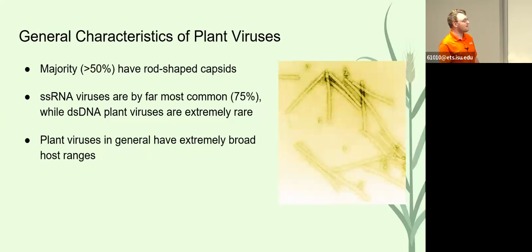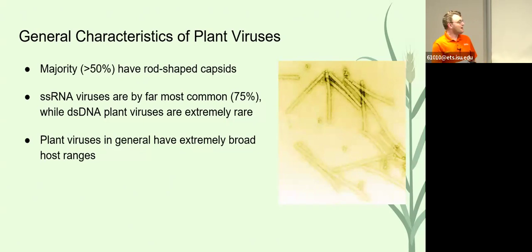Most of the viruses are single-stranded RNA, particularly plus-stranded RNA, which is your Baltimore class 4s. I don't know if Dr. Lynn teaches you Baltimore classes. I know she hates Baltimore classes. Yes? Okay, good. Baltimore class 4. So like 65% of them are Baltimore class 4. 75% of them are single-stranded RNA.